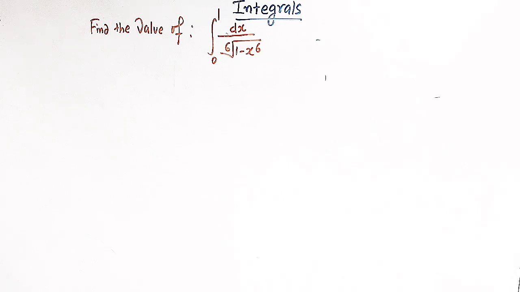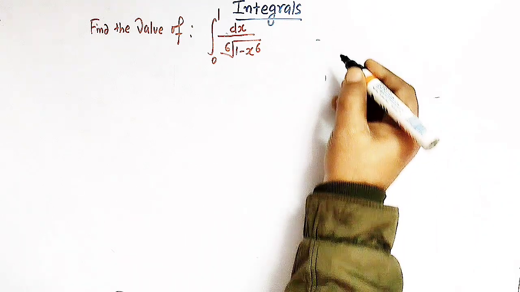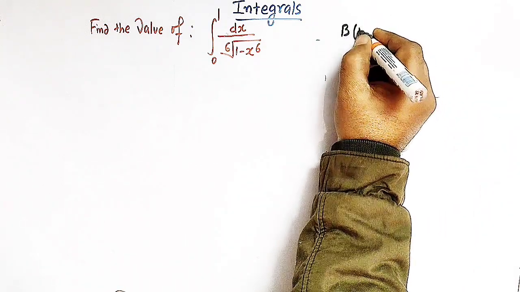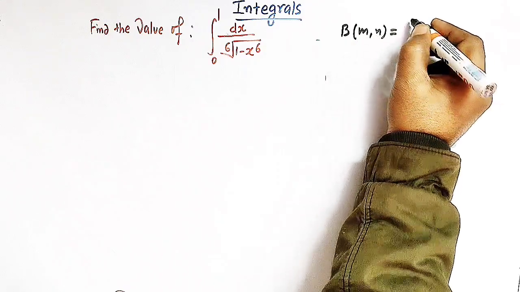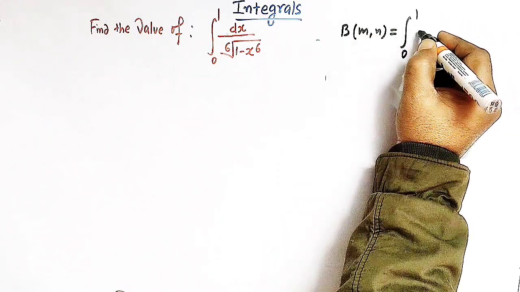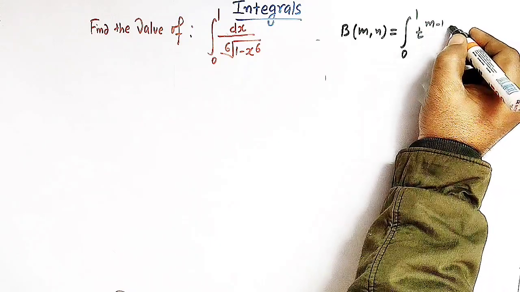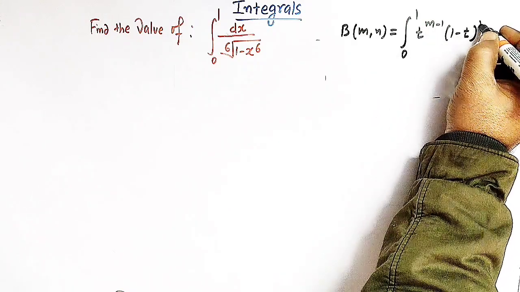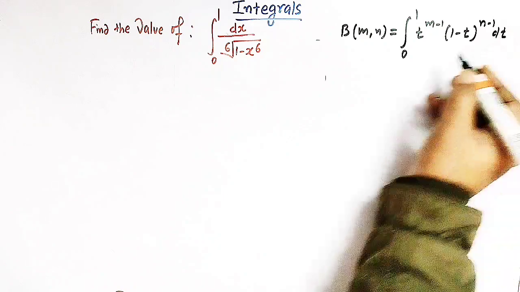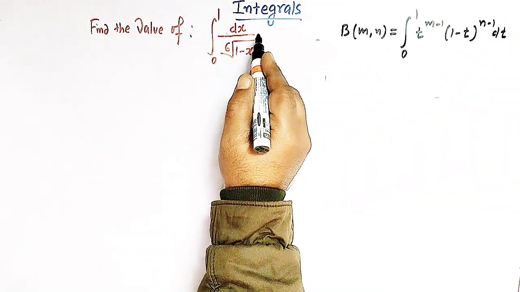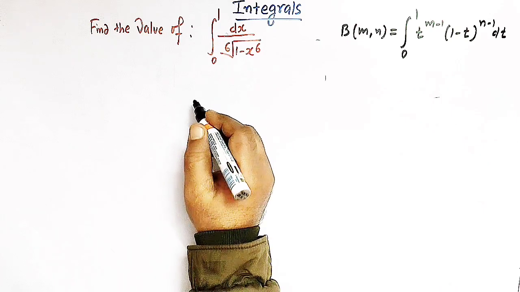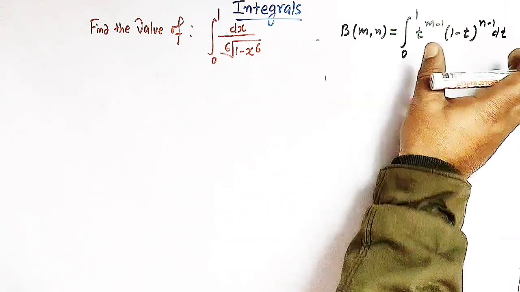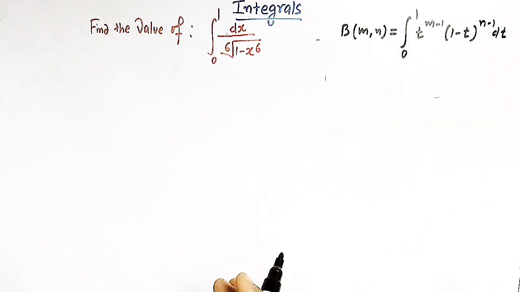So let us first convert this integral I using the method of substitution to the beta function, which is given by beta m comma n is given by the integral from 0 to 1, t raised to m minus 1 times 1 minus t raised to n minus 1 dt. So the first step is to convert this integral by method of substitution to this integral, and then we'll apply the properties of beta and gamma functions, right?